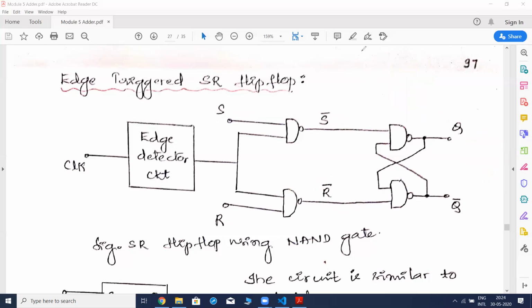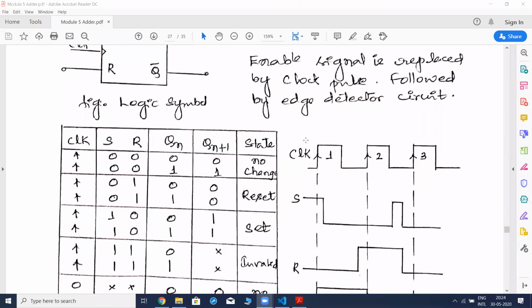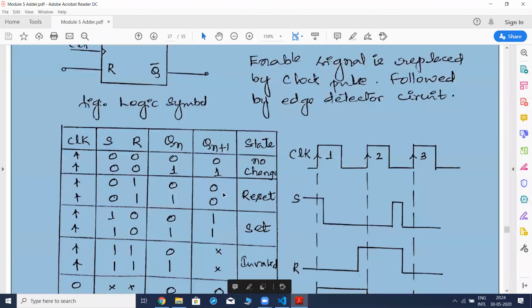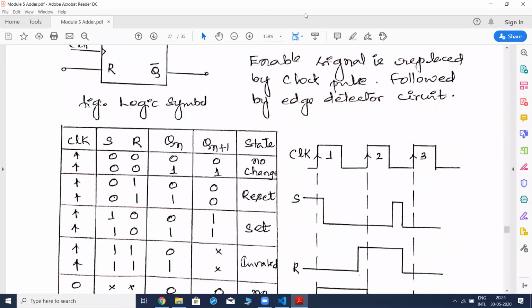Now let us see this one in the truth table. See here, this gives us the second row. So what is the second row? We have the reset condition that is being given over here. So our reset condition is shown here.